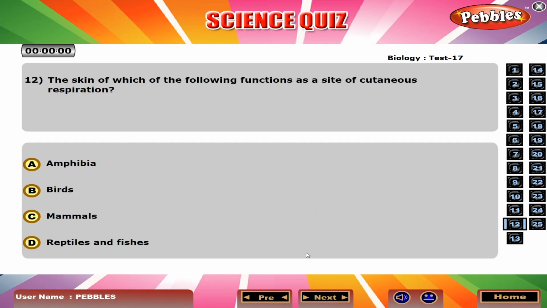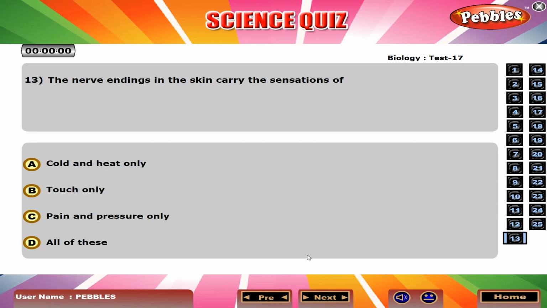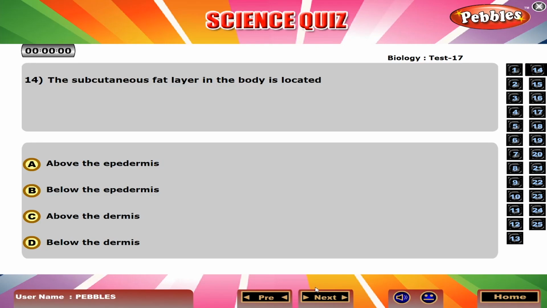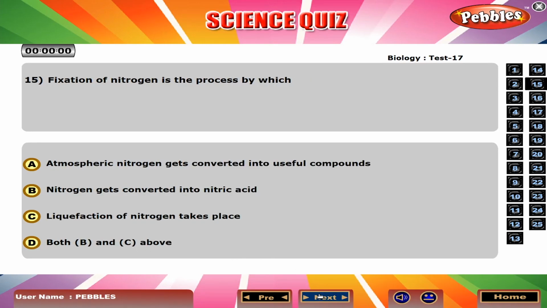The skin of which of the following functions as a site of cutaneous respiration? A. Amphibia. The nerve endings in the skin carry the sensation of D. All of these. The subcutaneous fat layer in the body is located D. Below the dermis. Fixation of nitrogen is the process by which A. Atmospheric nitrogen gets converted into useful compounds.